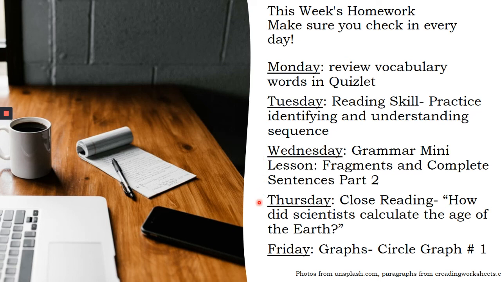Thursday's lesson is a science reading. We're going to be doing a close reading of the article called How Did Scientists Calculate the Age of the Earth? And what I would really love for you to do is to look out for sequence. There is order in this reading. It's up to you to find that order though.